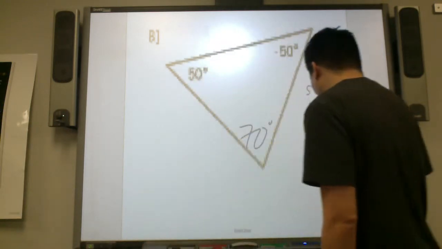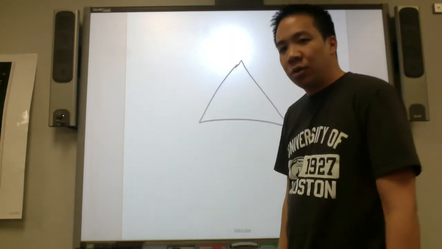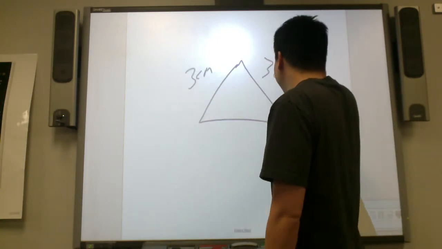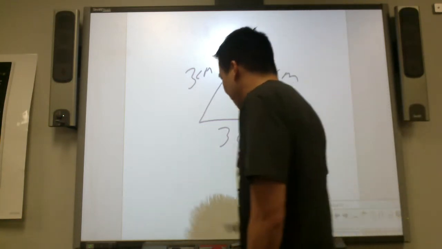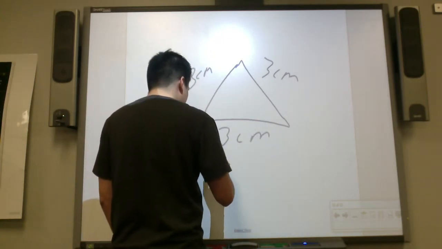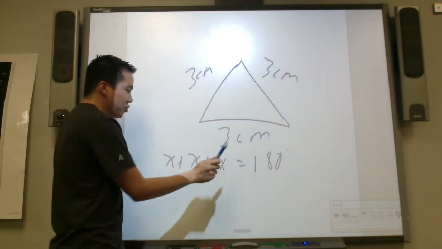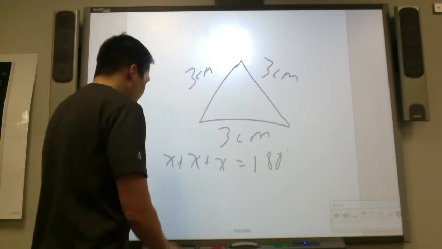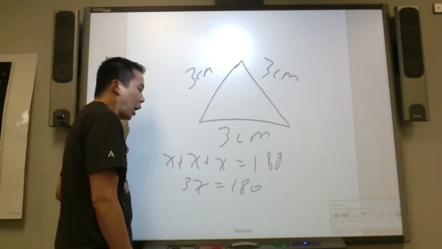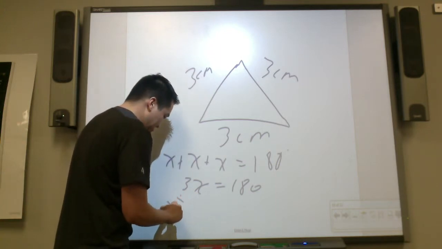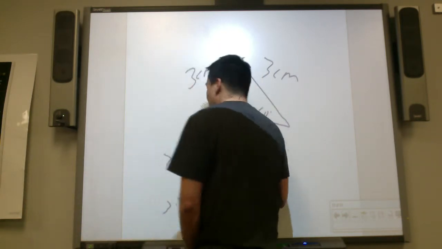Here's a trick. If you have a triangle that is equilateral, that means 3 centimeters, 3 centimeters, 3 centimeters. All the sides are the same measure. What would the angle be in each one? So think: x plus x plus x equals 180 degrees. We're simplifying. 3x equals 180 degrees. What operation is the inverse of multiply? Divide by 3. So it is 60, 60, 60. An equilateral triangle has all equal sides.